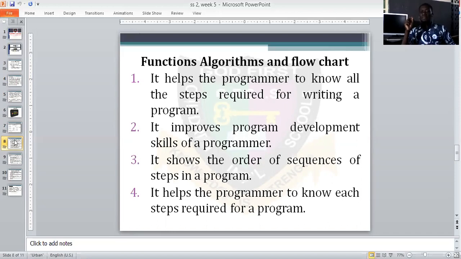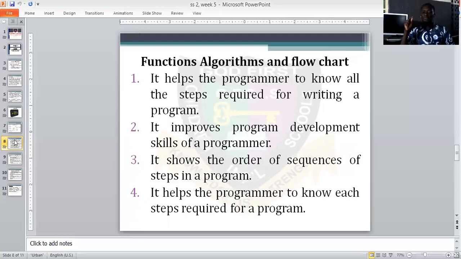One, it helps the programmer to know all the steps required for writing a program. The flowchart and algorithm are just like your plan. Before you build your house, you must have a plan. That's your algorithm and your flowchart. It's the plan you follow, with the measurements that determine what you're going to lay physically on your foundation.